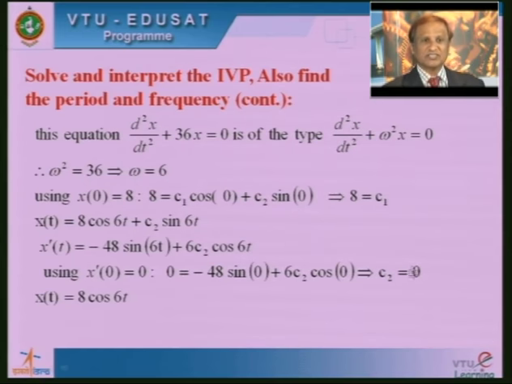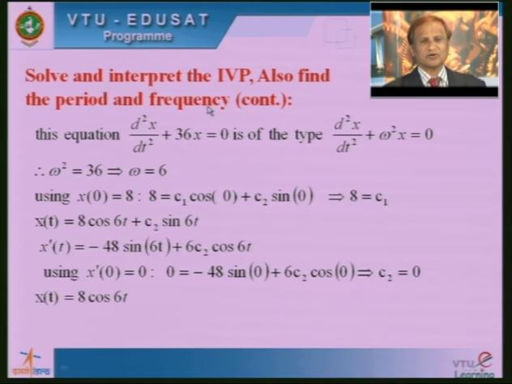Now, I will substitute these two values in the solution. So, what is the solution? This is the solution. C1 is 8. I will replace C2 by 0, which means the second term becomes 0. So, what is the required solution? x of t is equal to 8 cos 6t is the solution of the given differential equation, or we can say that this is the particular solution of the given differential equation.